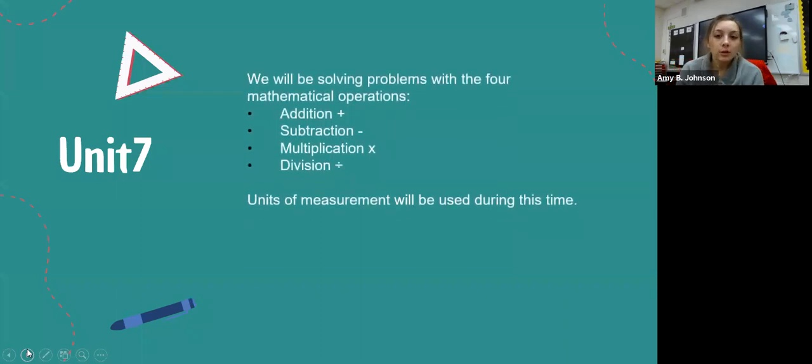For Unit 7, we will be solving problems with the 4 mathematical operations: addition, subtraction, multiplication, and division. We will also be incorporating some units of measurement during this time, so things like area and perimeter, just to give them some more real-life scenarios to get to work with.